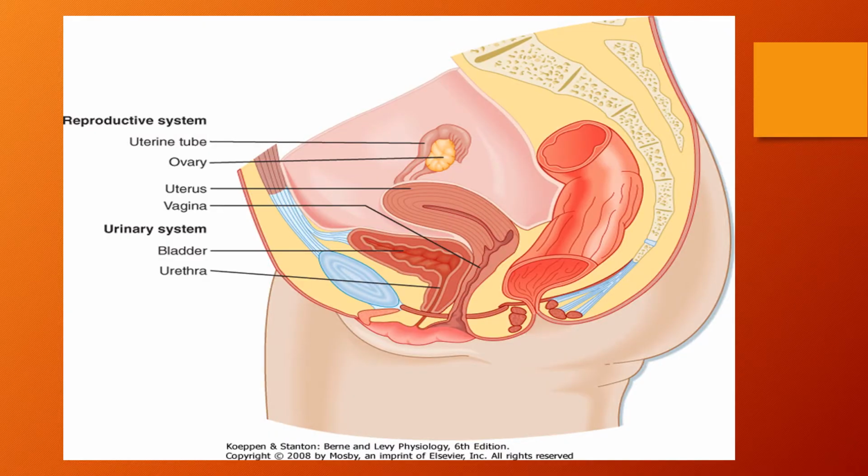On the sagittal view, you can see the relationship of the female reproductive system to the urinary system and the gastrointestinal system. So it's in between. Okay, so this is your uterus, this is the urinary bladder, and this is the rectum.